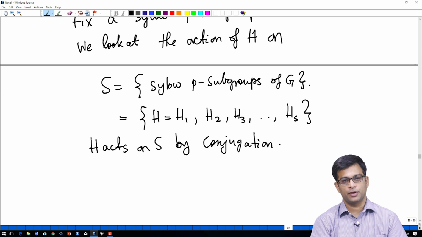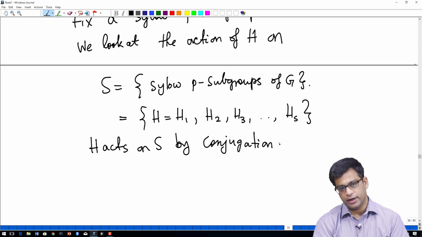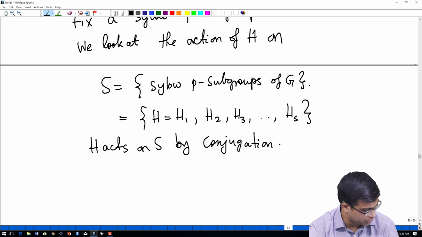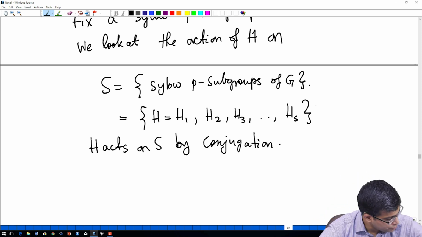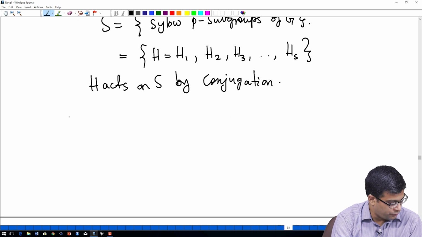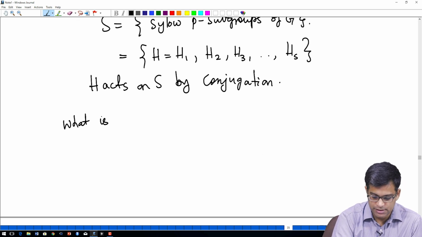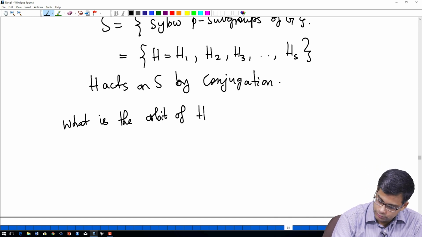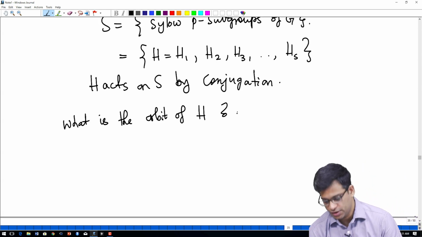So, the only difference from the first part is, instead of looking at the action of G on S by conjugation, we look at the action of H on S by conjugation. Okay. So, now I am going to figure out what is the orbit of H. First I am going to understand what is the orbit of H.